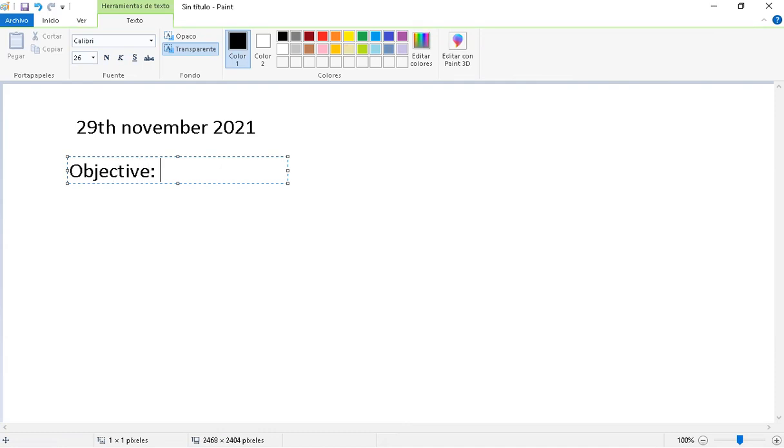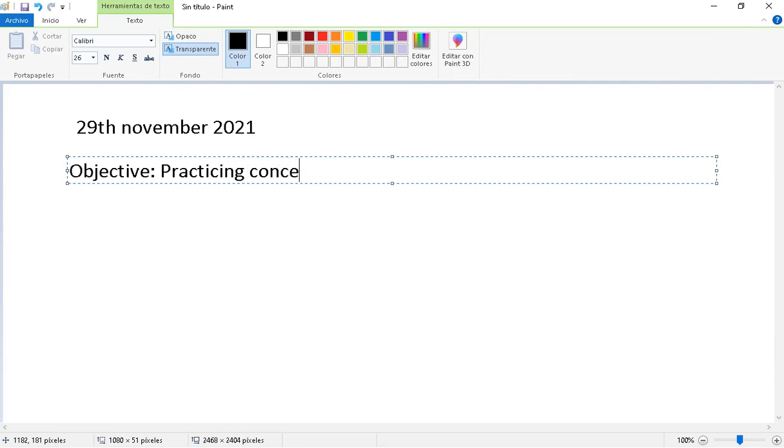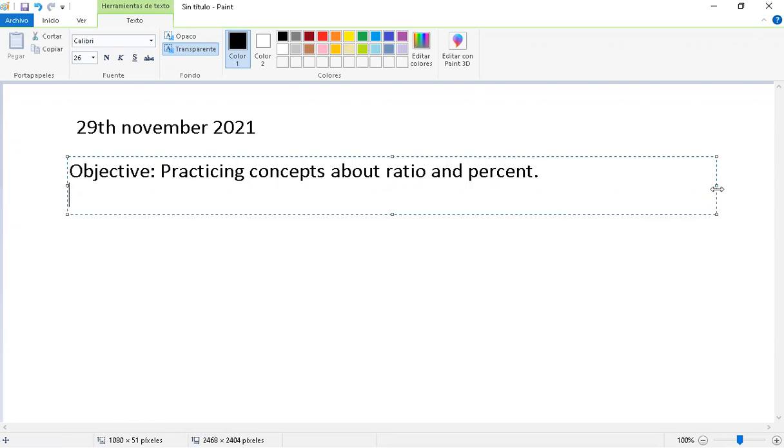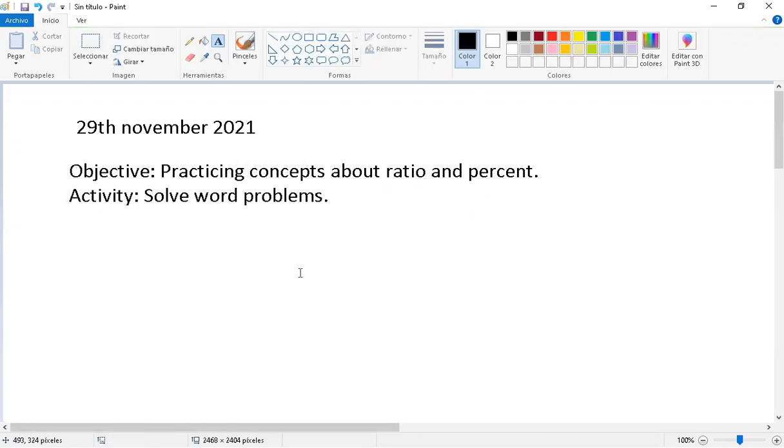Objective: practicing concepts about ratio and percent. Activity: solve word problems. Good. So we're going to solve some word problems.